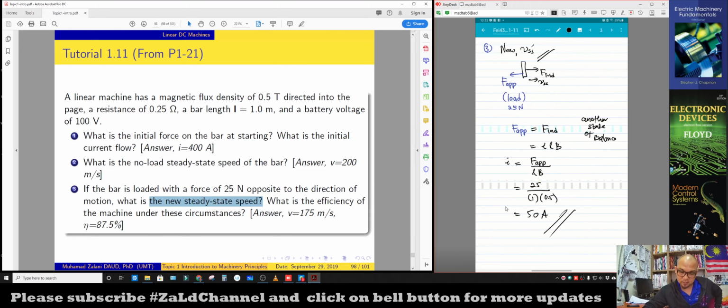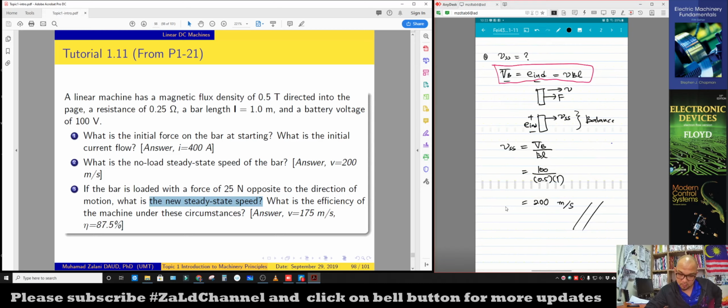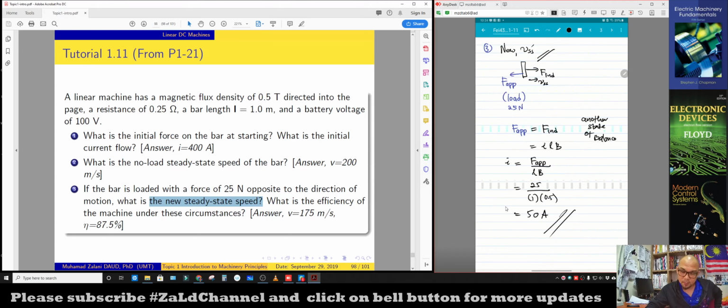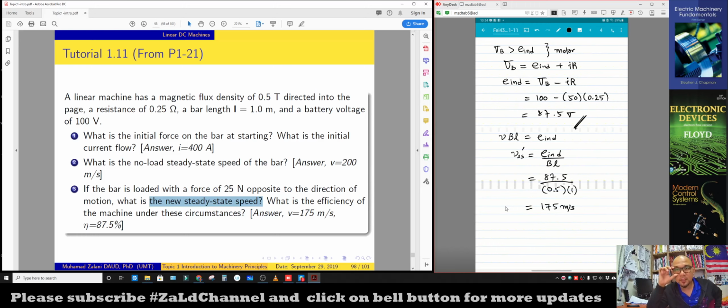As in the previous discussion, the initial steady state speed was 200. Once we apply force in the opposite direction, there will be a new steady state speed, which is much lower than the initial steady state speed, which is 175 meter per second. So, what is the new steady state speed? We have already discussed that. Now, what is the efficiency of the machine under these circumstances? Now, we want to find the efficiency.